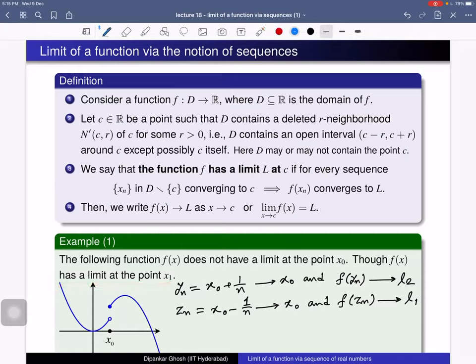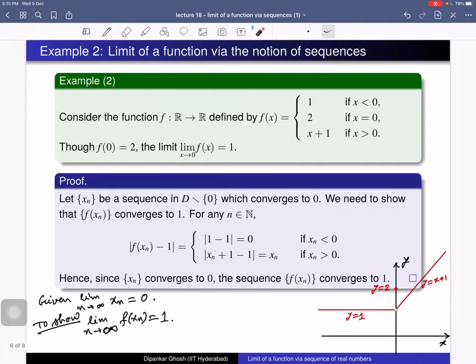But f has a limit at x1. One can see from the picture that whatever sequence you consider, if it approaches x1, then the function values also approach this value. One can also prove it theoretically just by considering the equation of this graph.